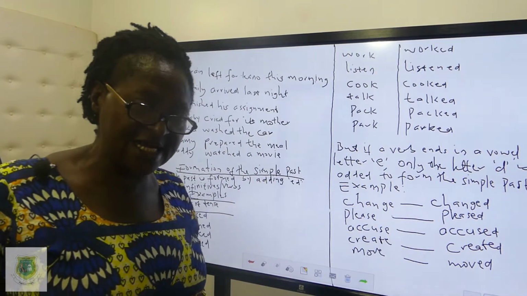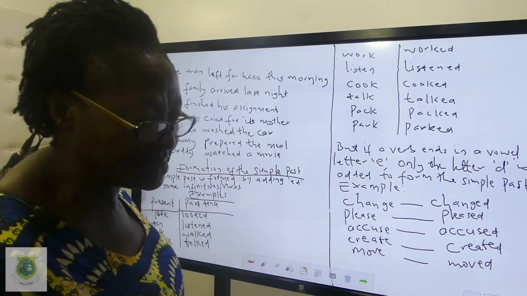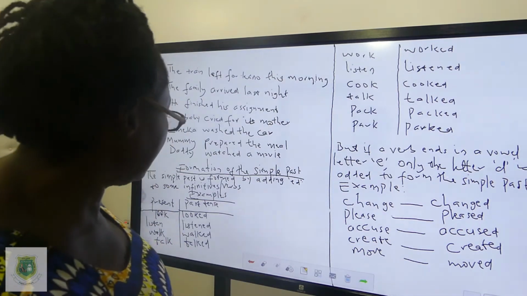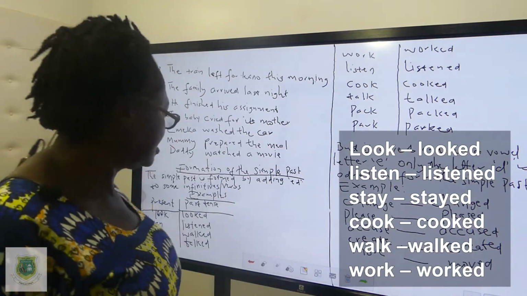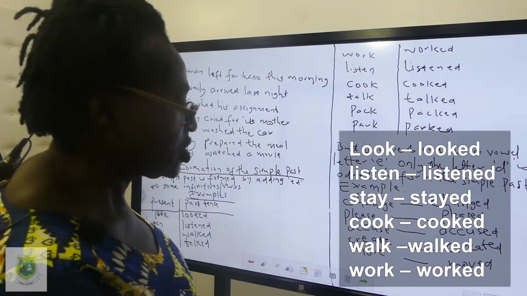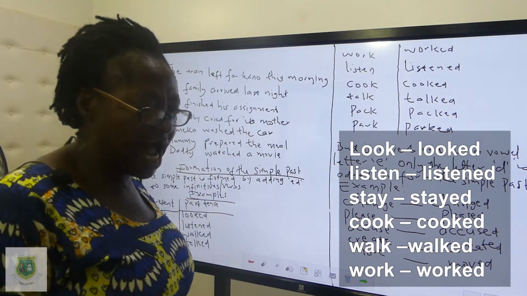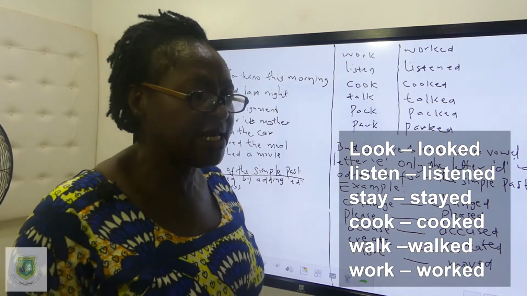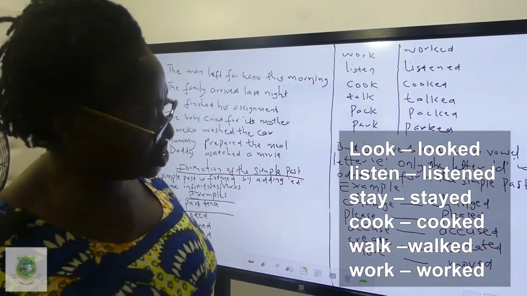Remember, T is silenced. You say listen, not listen. Don't talk like market women. Listen. T is silenced. Listen, listened. Walk, walked. Walk, walked. I walk to school daily. I walk to my office daily. Past tense of it is walked.